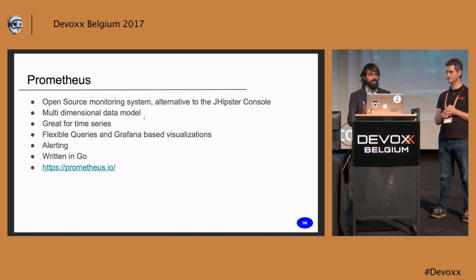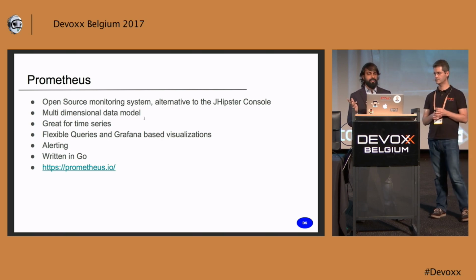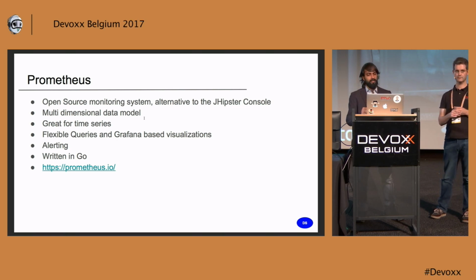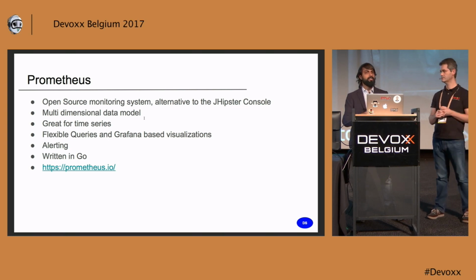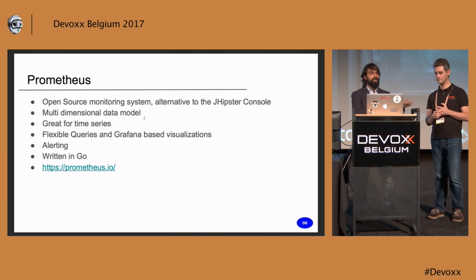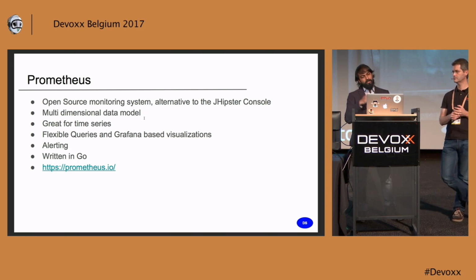They have very flexible queries and Grafana-based visualization. So if you don't like the Elastic Stack, then you could try Prometheus, which has Grafana, which is very good for time series visualizations and stuff. And it has inbuilt alerting. You can also do alerting with the JHipster console, but then you have to use ElastAlert. You have to configure that. Here it comes out of the box.